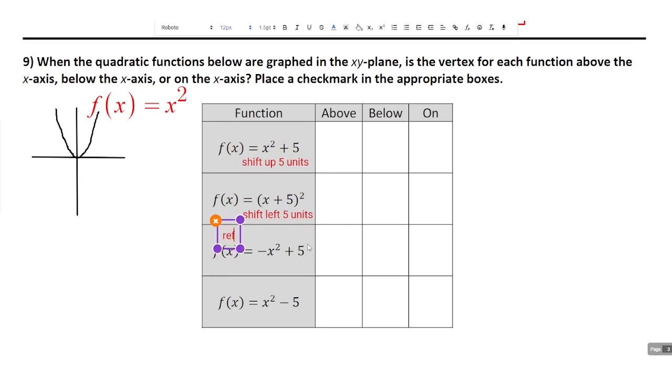First, we've got a reflection over the x-axis. That's what that negative sign is going to do. And then that plus 5 is going to do the same thing that it did up here, which is to shift it up 5 units.